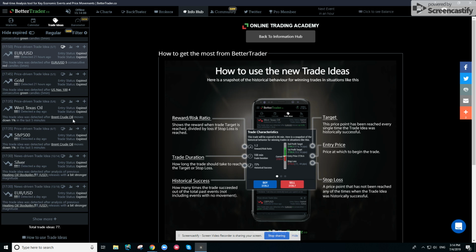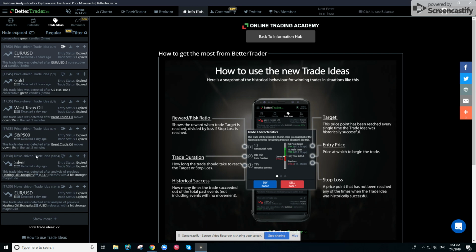Trade ideas are a very important and crucial tool for any trader to have. So how are they formed? The trade idea is formed by triggers. Either the trigger comes from news or price. Here you see a trade idea, which is a price-driven trade. And here you have a news-driven trade.